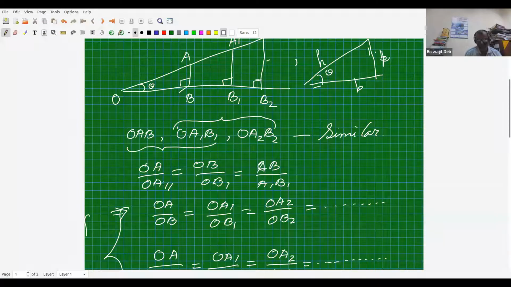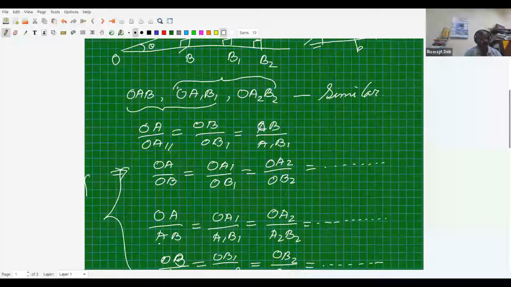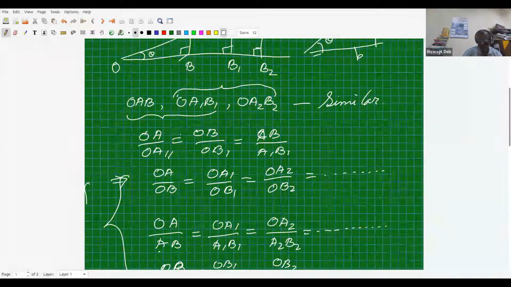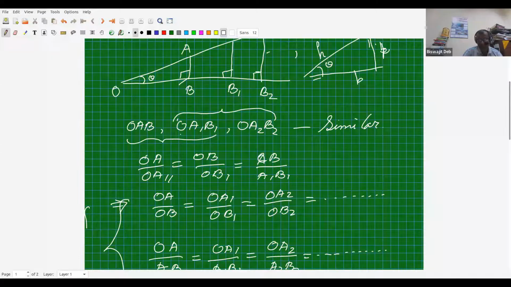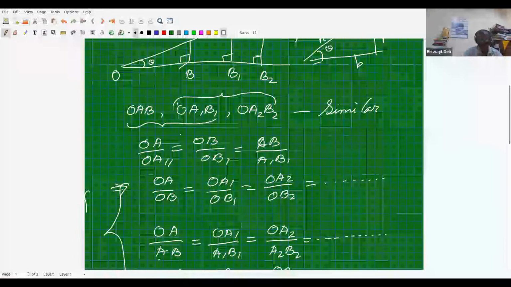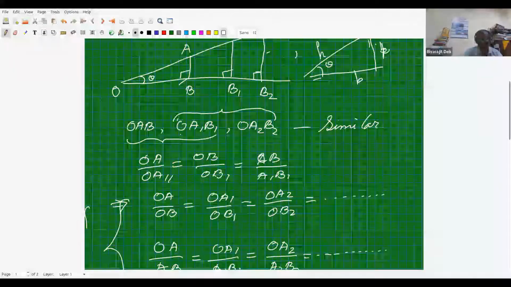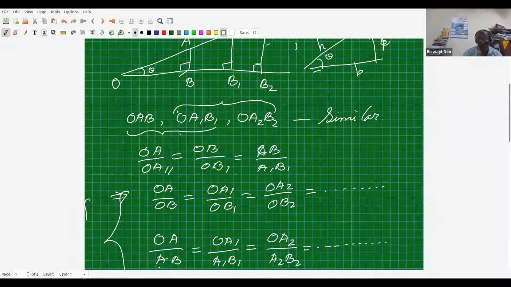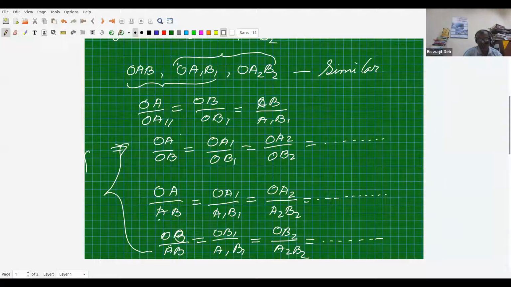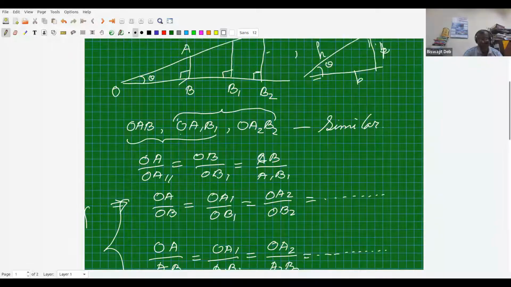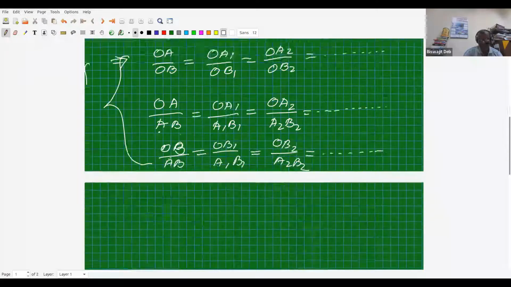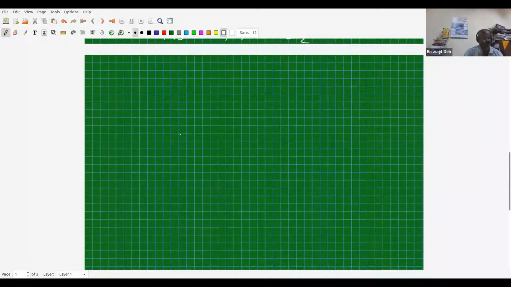Okay, and OA by AB is the ratio of hypotenuse and perpendicular. And the last one, OB by AB, is nothing but the ratio of the base and perpendicular. Okay, so these ratios are coming out to be constant. So that's why we can use these constant ratios for a given theta.